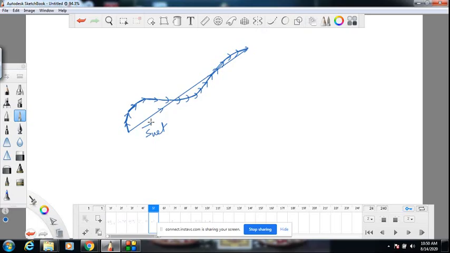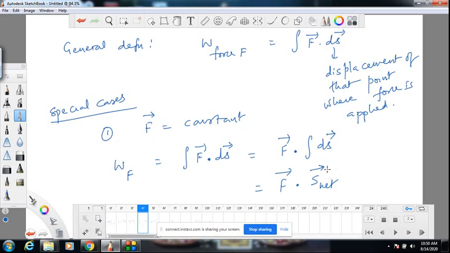So integral ds bar gives you the net displacement, which is shown by the straight line segment with the direction as I have shown. So you can write this as S net. So the work done by a constant force becomes F dot S net. It's not a general definition. This works only if force is constant. The general definition is always this integral F dot ds. But if force is constant, you can write it as F dot S.